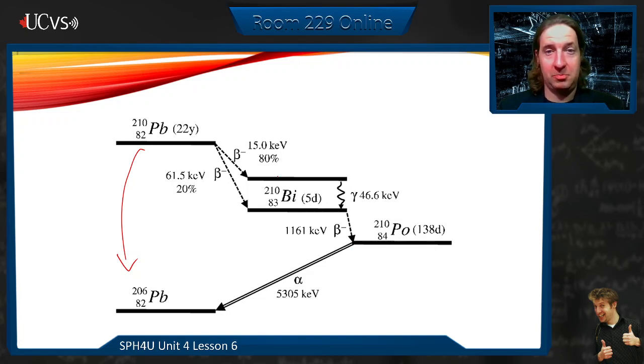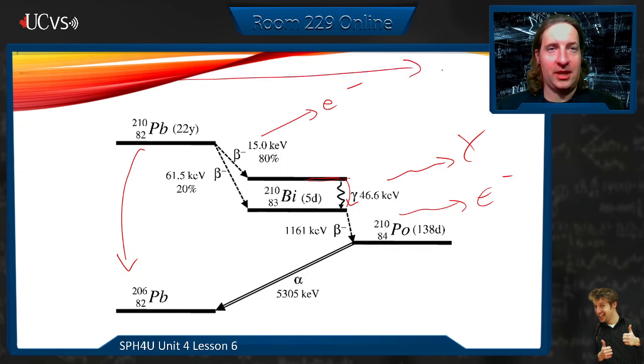It becomes bismuth. Most of the time it goes to a higher energy state bismuth, but then it drops down and gives off some gamma radiation. So it gives off an electron here, then it'll give off a gamma ray. Then it'll give off another electron here as it becomes polonium. Notice this is going from 82, 83 to 84. So this direction, we're adding protons.